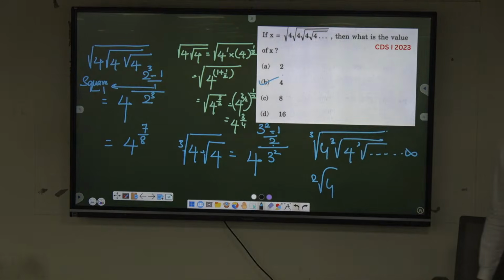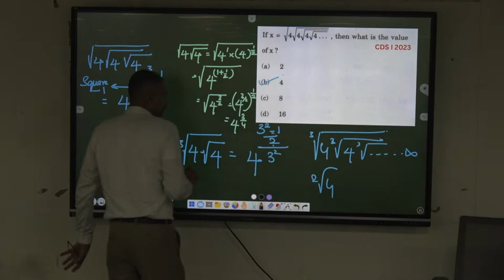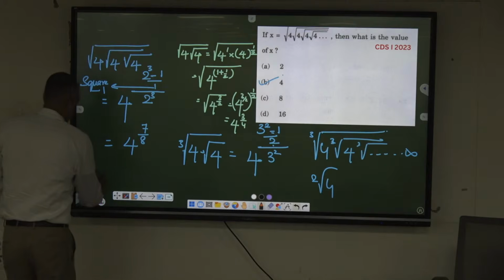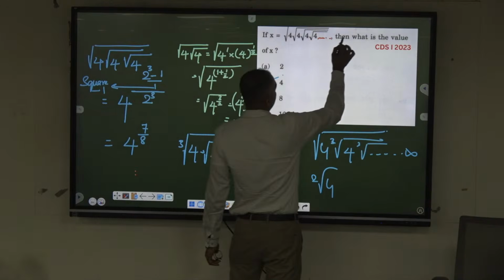Understood? Okay, I'm not expecting these kind of questions in CSAT. Well, a typical SSC kind of questions. Okay, unlimited number of times. If it is a square root, unlimited number of times like this will be equal to 4. That's it.